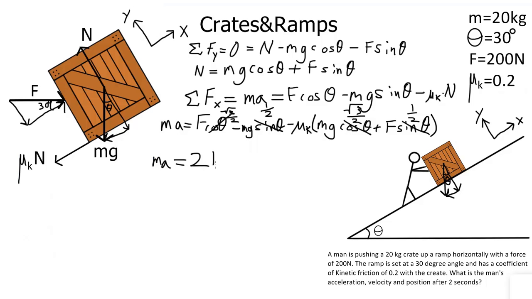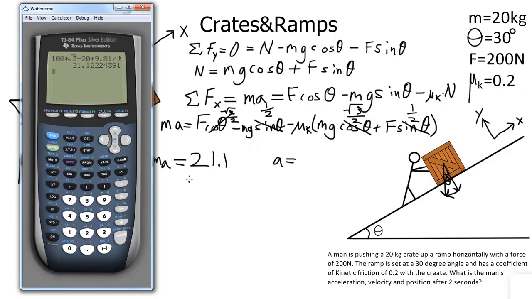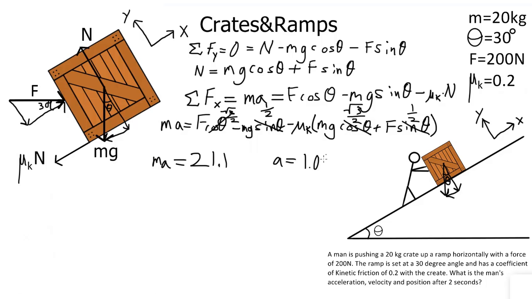So we get 21.1 in the end. And since our mass is 20, we just divide that by 20 then. So our acceleration then is going to equal 1.06 then.